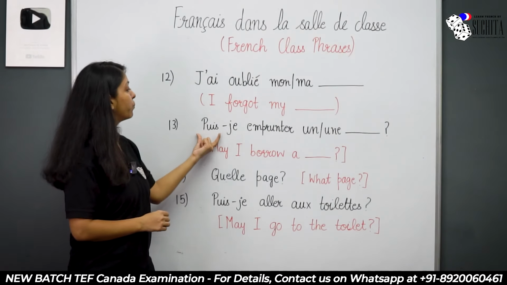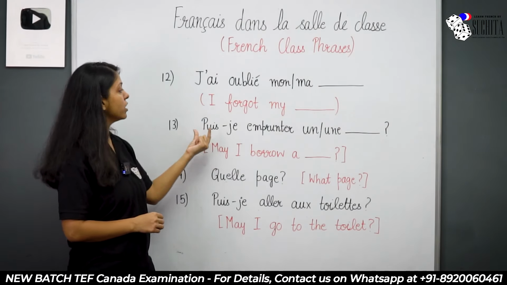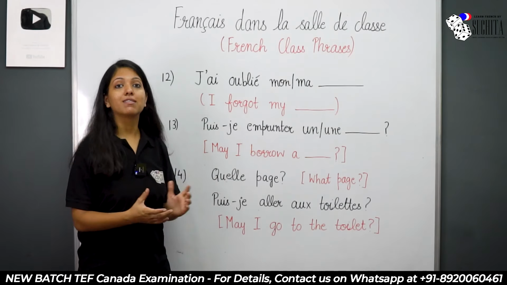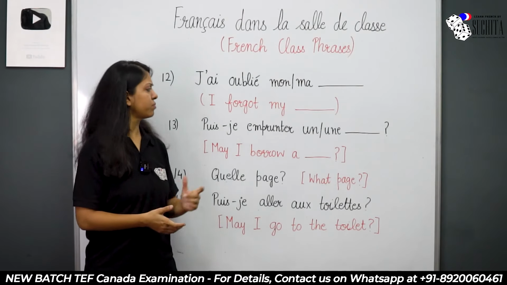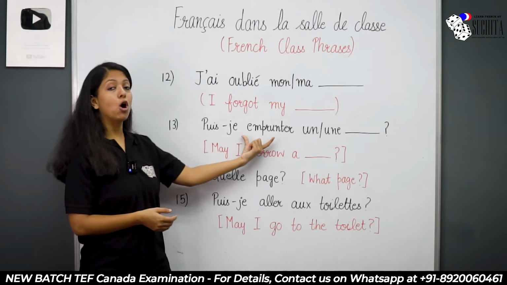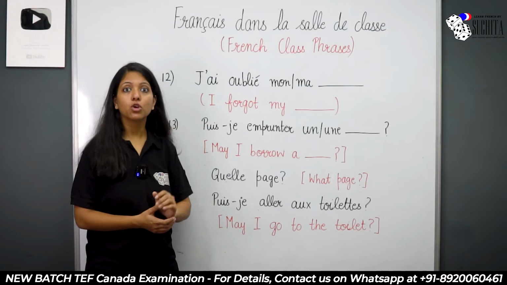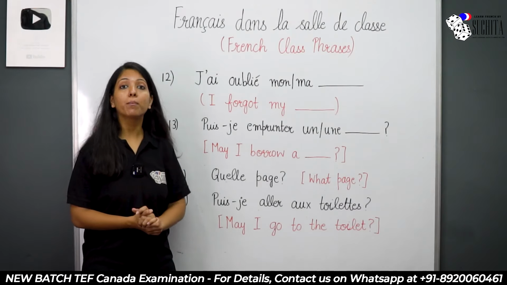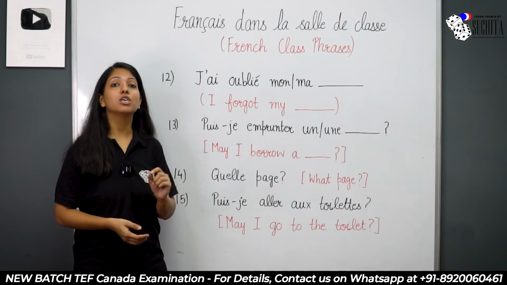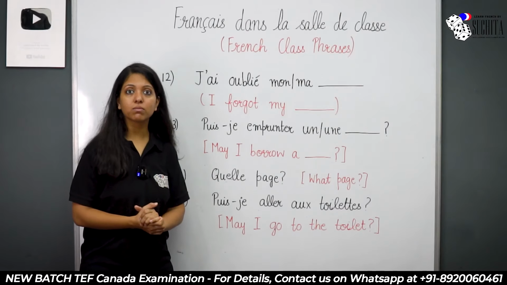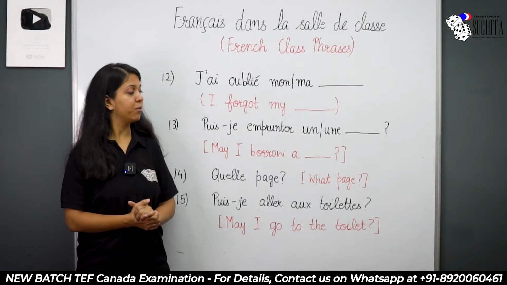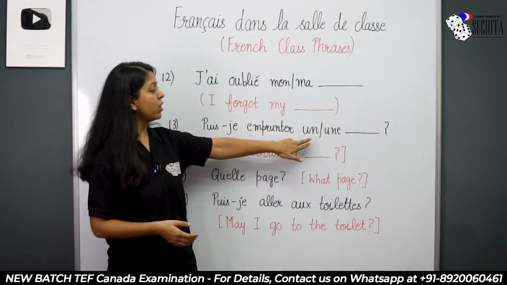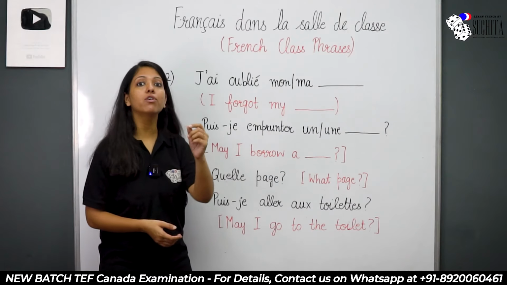The next one is puis-je. This is the verb pouvoir. Can I or may I borrow a? Let's say if I want to say may I borrow a pen? I'll say puis-je emprunter un stylo? Emprunter means to borrow. Un stylo means a pen. Puis-je emprunter un or une, depending. Un we use for masculine words and une we use for feminine words.